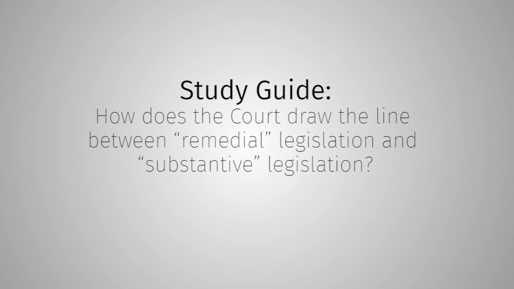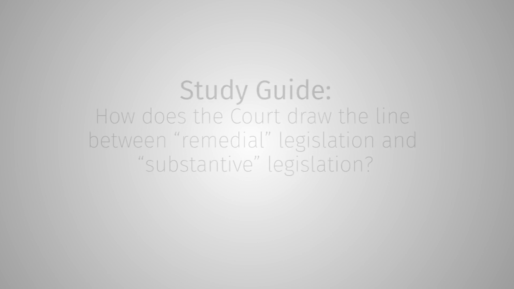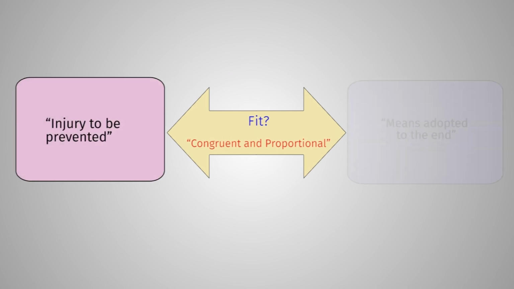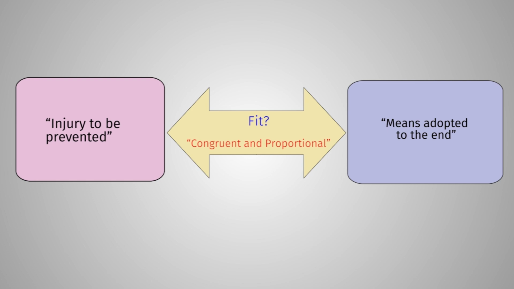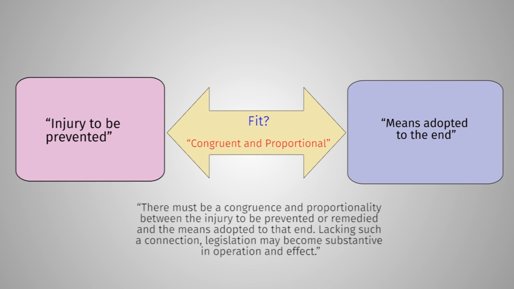Study guide. How does the court draw the line between remedial legislation and substantive legislation? To assess whether Congress has gone beyond its remedial power, the court measures the fit between the injury to be prevented and the means adopted to that end. Specifically, that fit must be congruent and proportional. Justice Kennedy explained, there must be a congruence and proportionality between the injury to be prevented or remedied and the means adopted to that end. Lacking such a connection, legislation may become substantive in operation and effect.